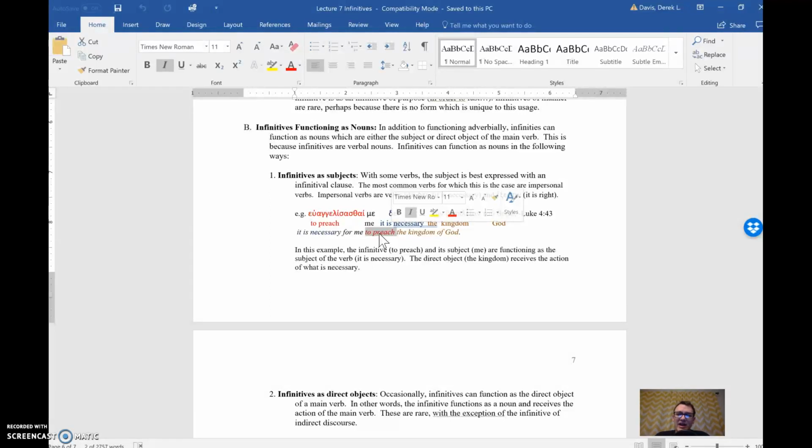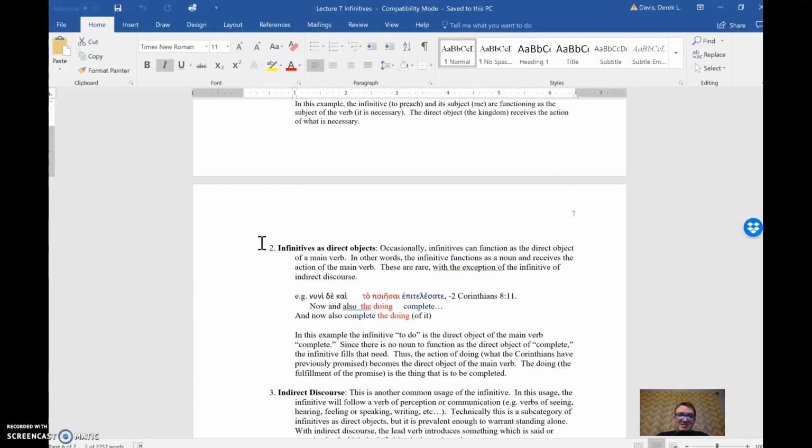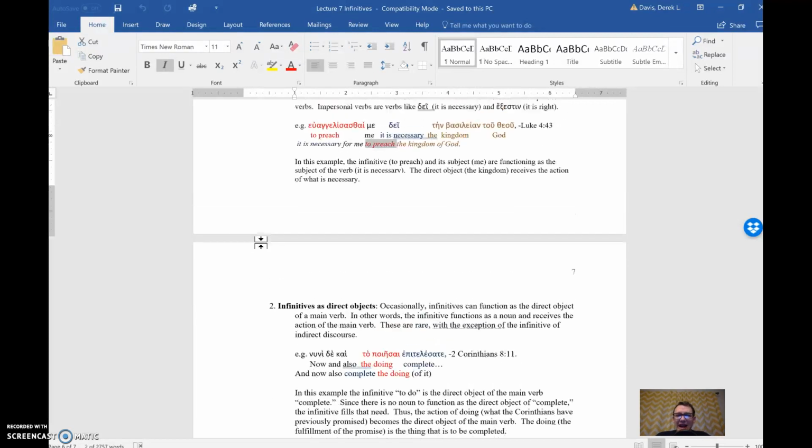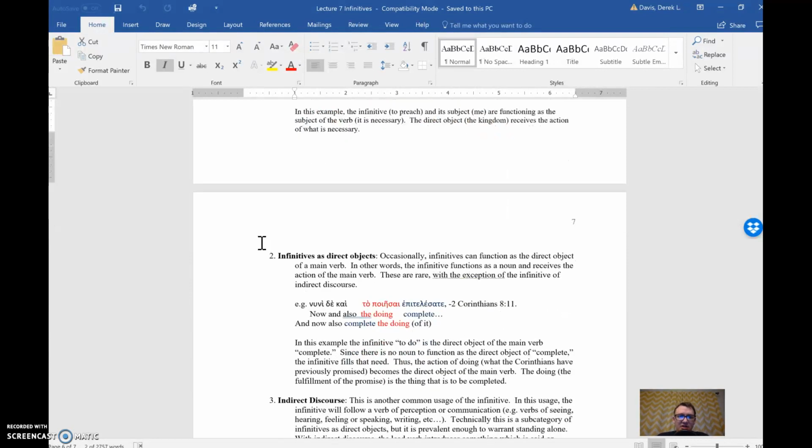So the infinitive there is functioning as the subject of the verb is necessary. Right? So there, the infinitive is functioning as the subject. In other words, it's really being a noun there. You could almost say preaching is necessary for me, or preaching the kingdom of God is necessary for me.